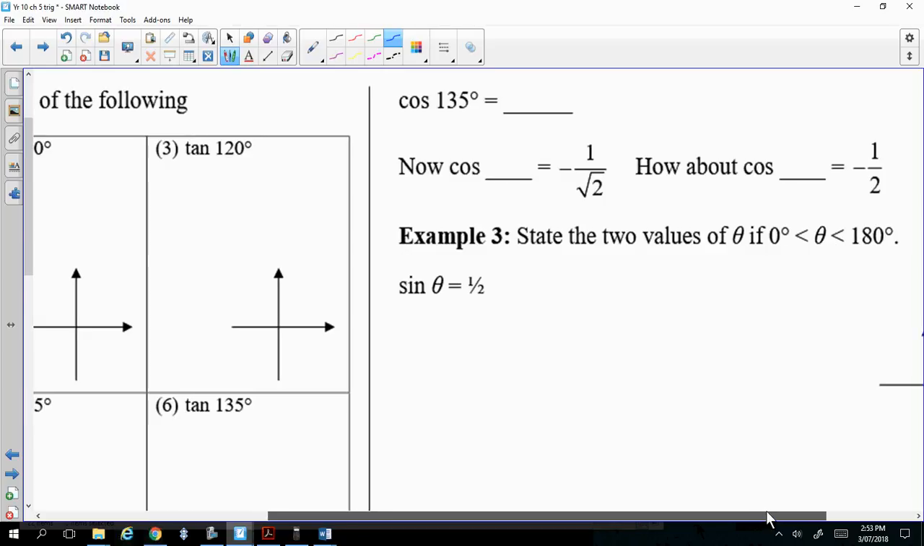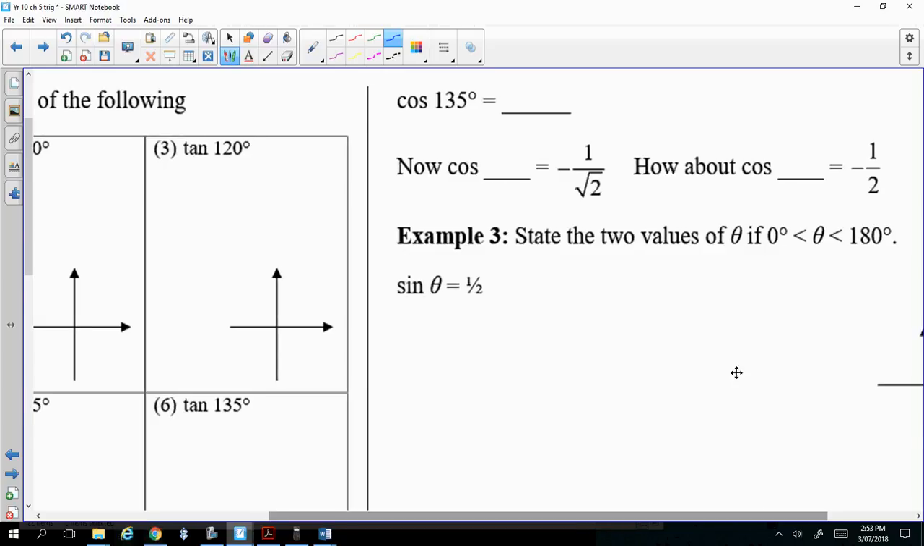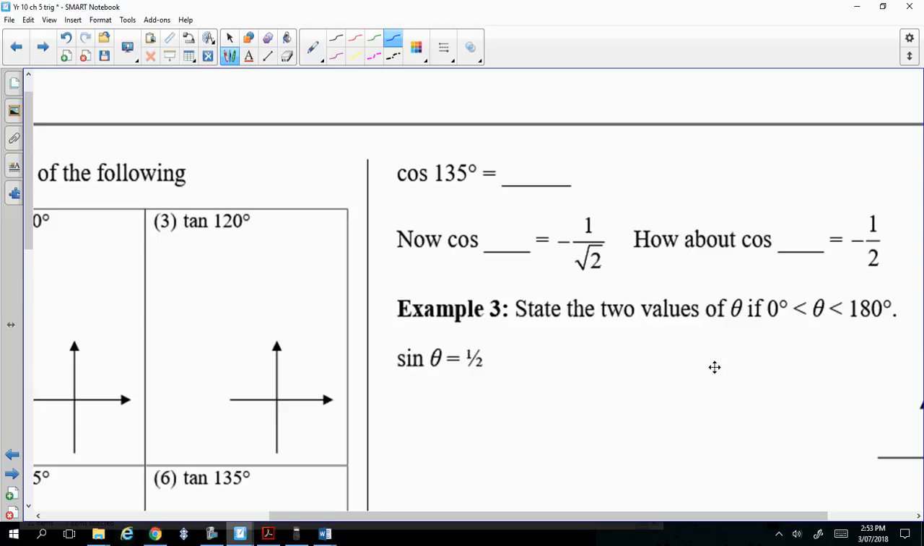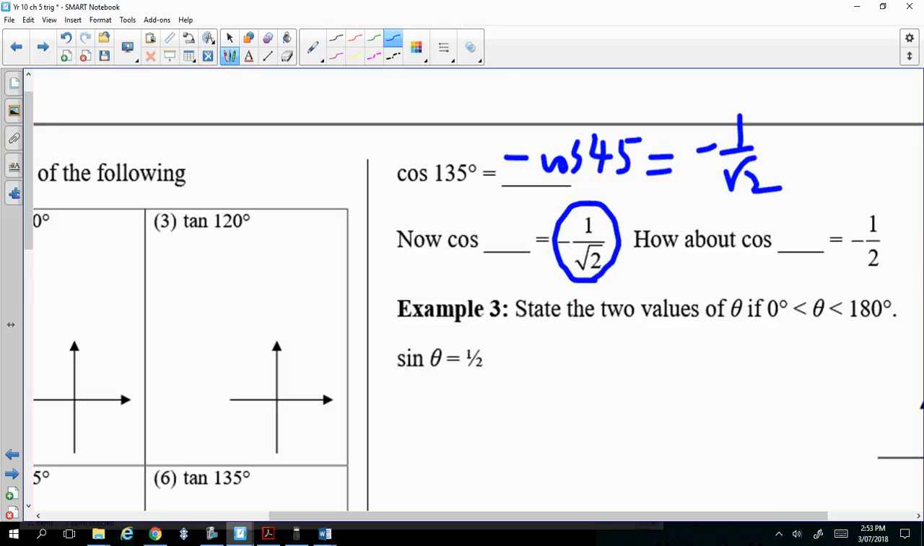Okay, so hopefully the answer for cos 135 is negative cos 45, which is -1 over root 2. So what we're trying to do here, if I give you the ratio, which is the x value, what's the angle? Must be 135, isn't it? Now the next question, what if I change the answer? What would the angle be again? That's something we're going to learn.